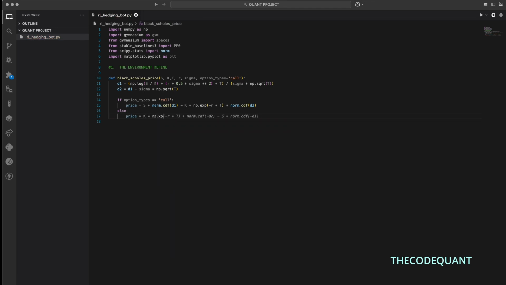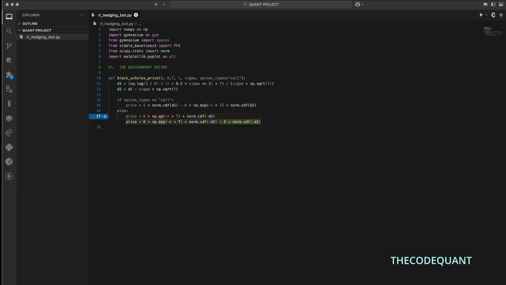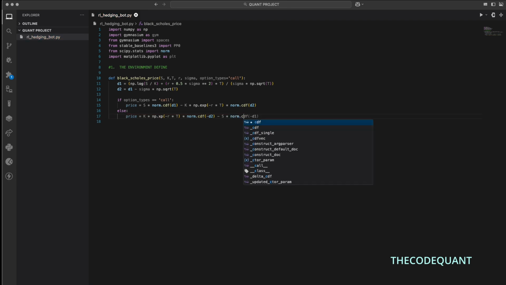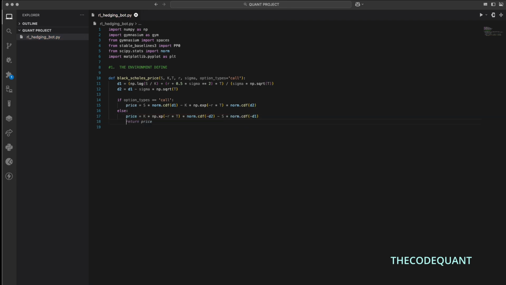Now the step function. This is the heart of the simulation. Every day, the AI chooses a target holding. We calculate the cost of that trade, update our portfolio, and then we move the market. I'm using geometric Brownian motion to simulate the stock price. This line with np.exp and random.normal generates a random walk for the stock, just like in real market theory.